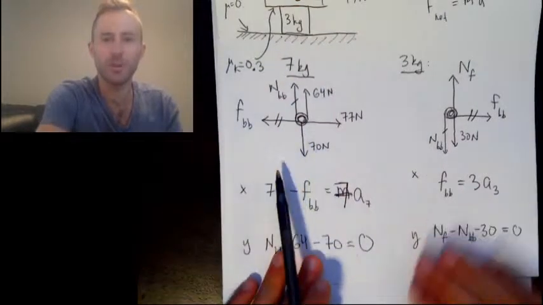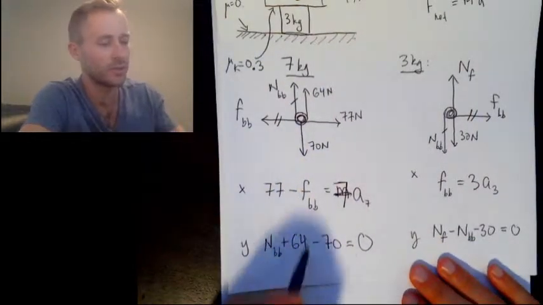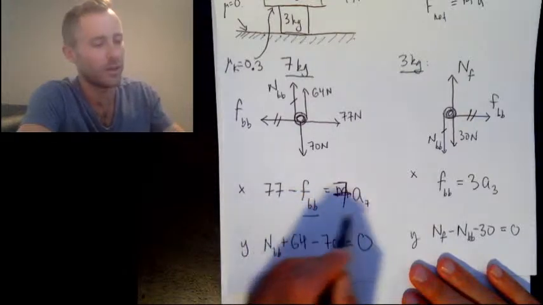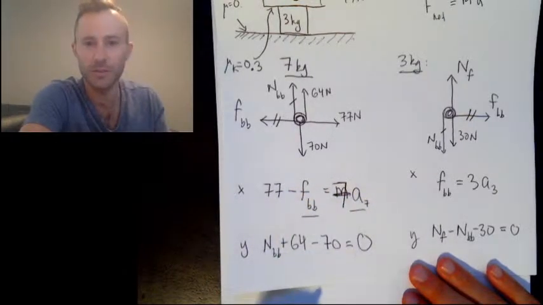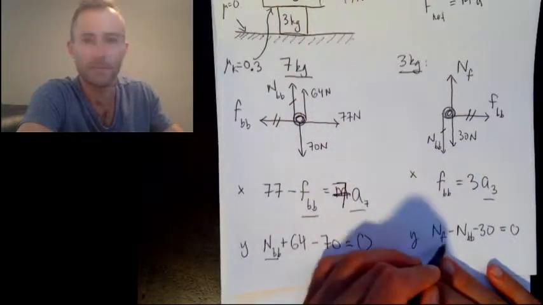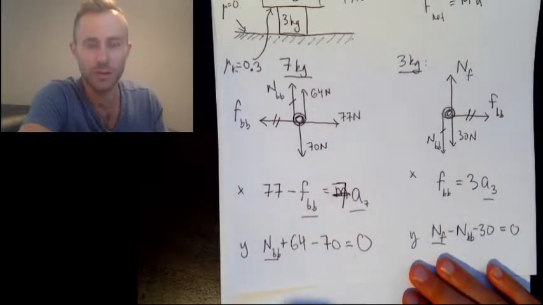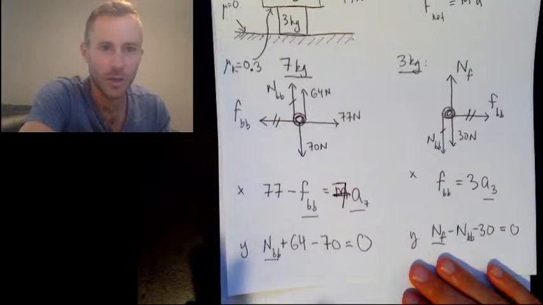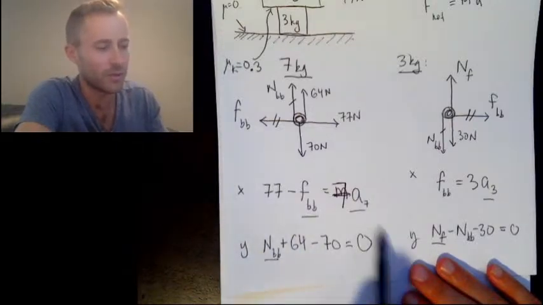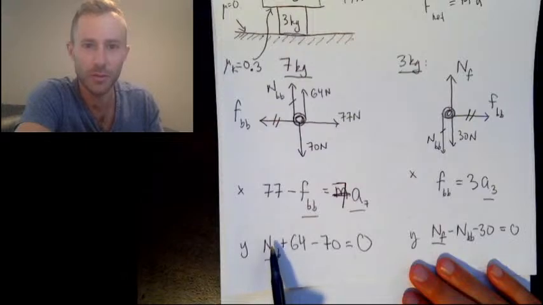So now we basically have a system of equations with a number of unknowns. We don't know what the friction between the blocks is. We don't know what the acceleration of each block is. We don't know what the normal forces are. So we have 5 unknowns, okay? So we just pick an equation that looks easy to solve, and I'm going to solve this equation because it only has one variable.